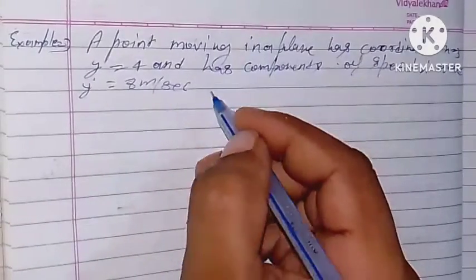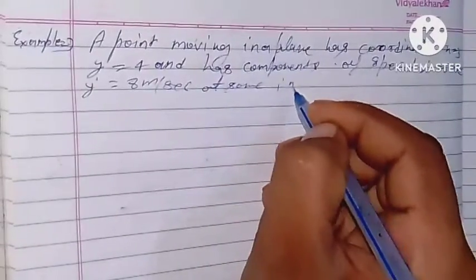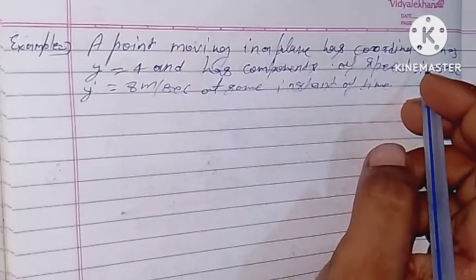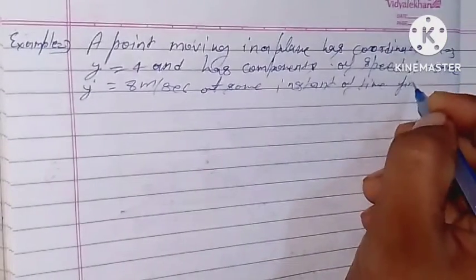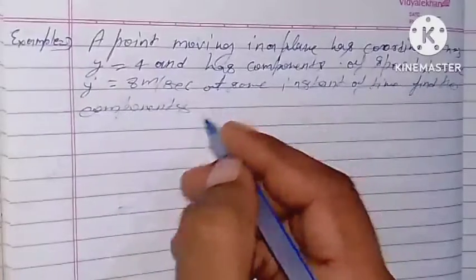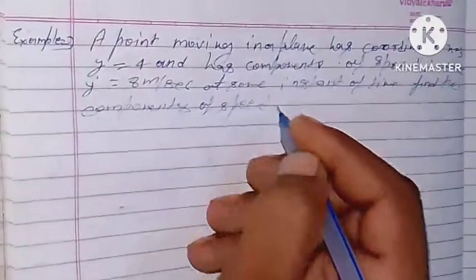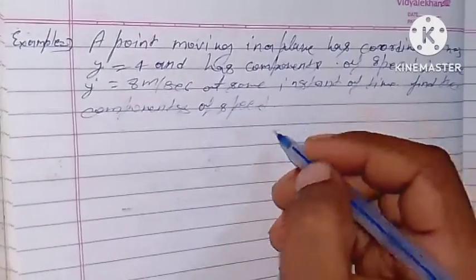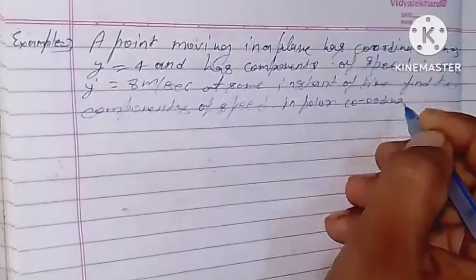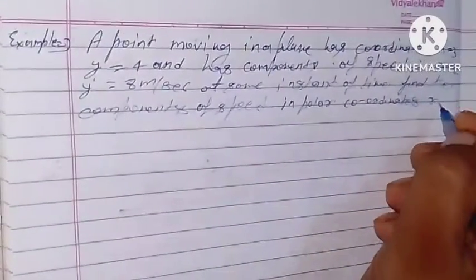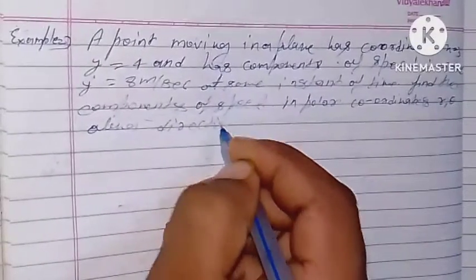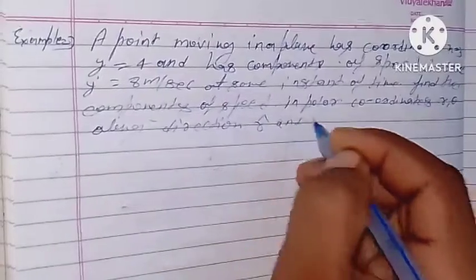At some instant of time, find the components of speed in polar coordinates r, theta, along the direction of unit vector r and unit vector theta.